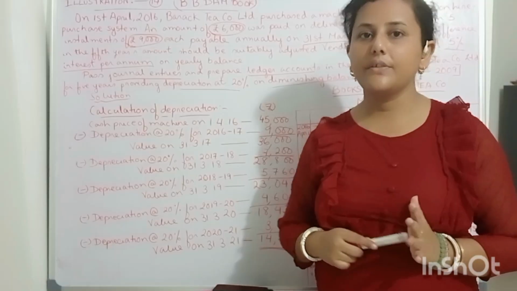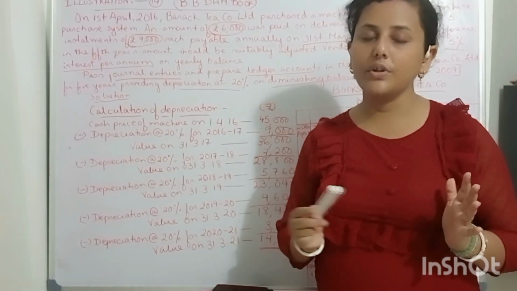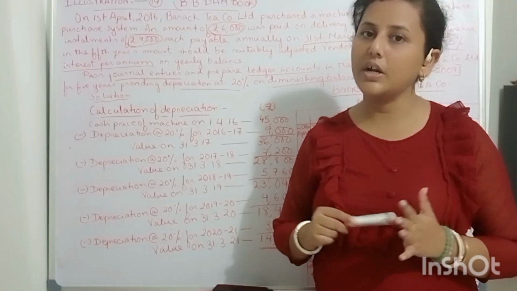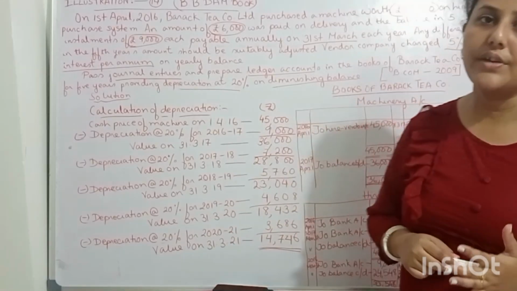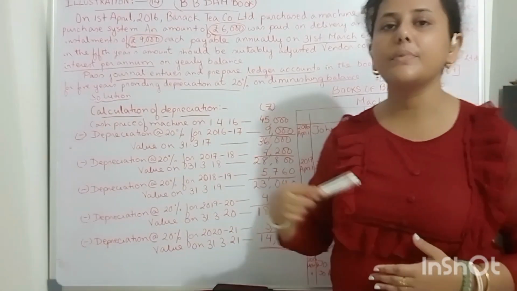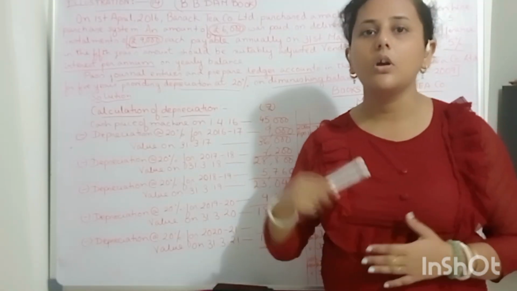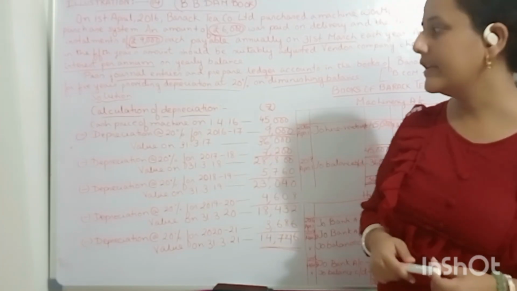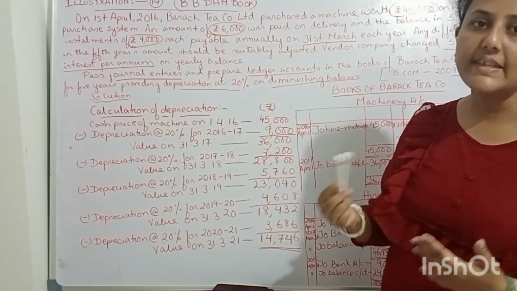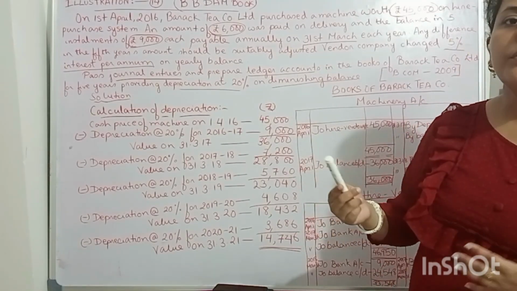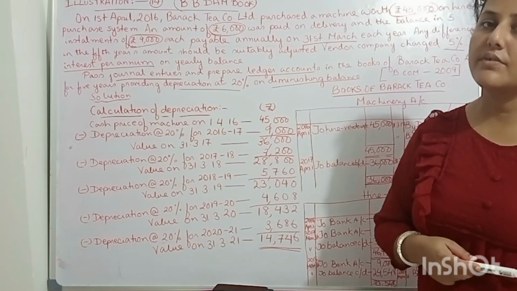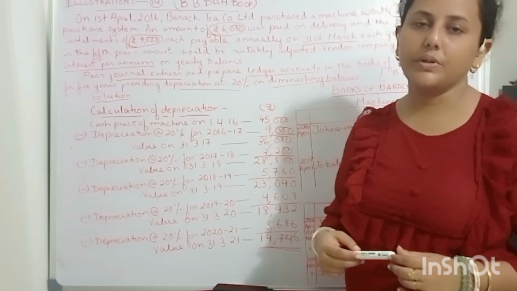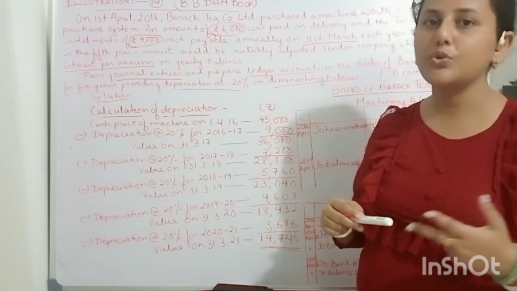So these 4 entries are for interest due, for payment of installments, for charging of depreciation, and for transfer of interest and depreciation to profit and loss account. All the dates will be year ending dates. Now for the second year, you don't have to pass the first 2 entries, that is for the purchase of machinery and for the payment of down payment.